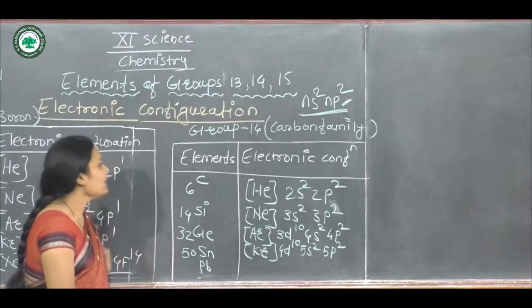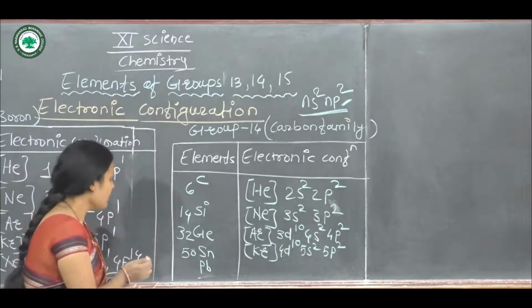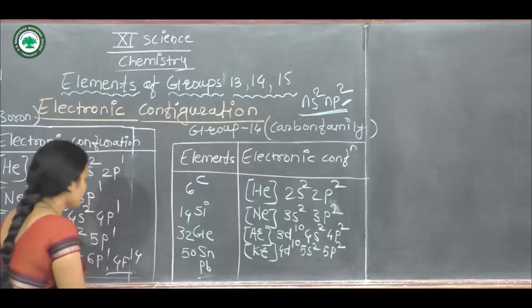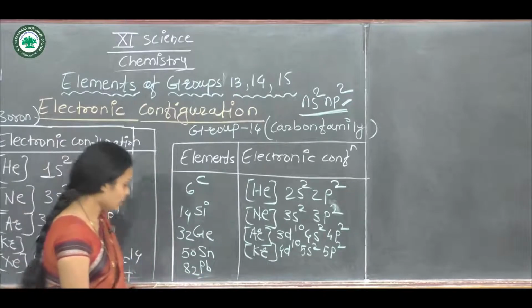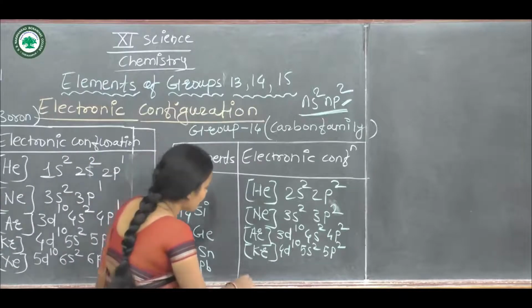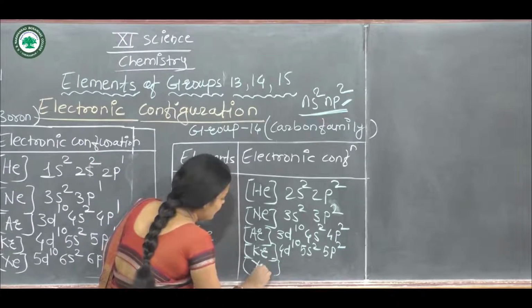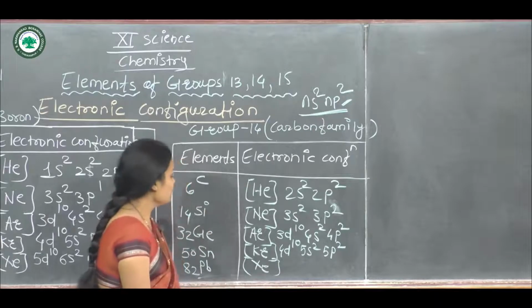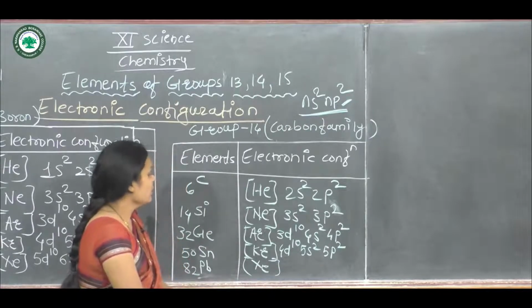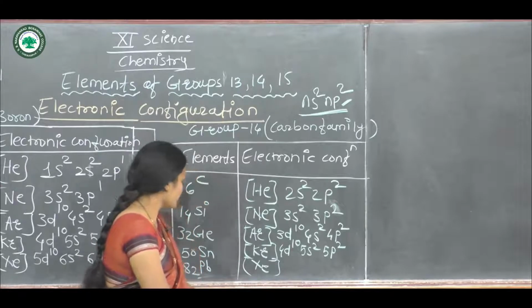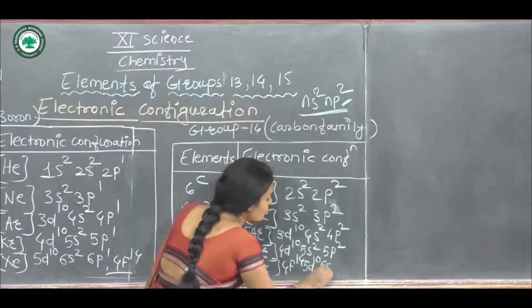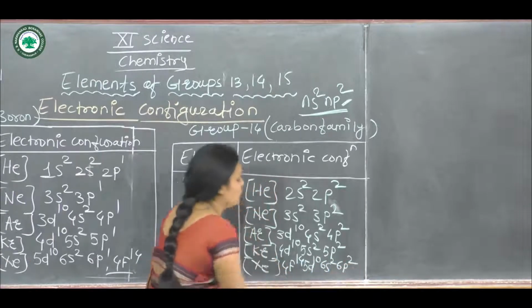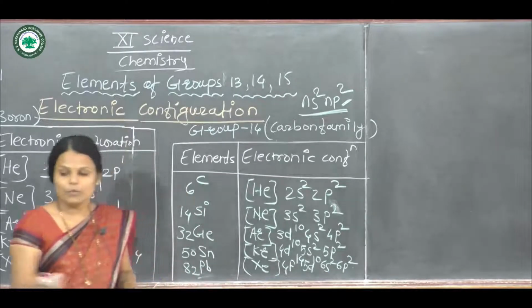Now in that family the last element is lead, and its atomic number is 82. Now lead is represented by xenon, Xe. In that xenon, the electronic configuration of lead is 4f14, 5d10, 6s2 and 6p2. This is the electronic configuration.